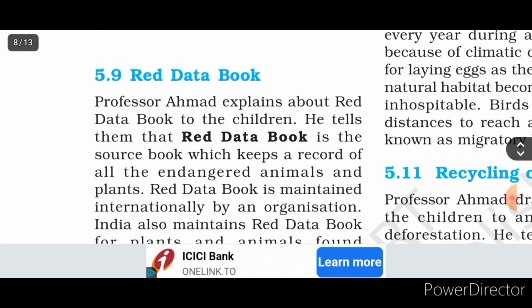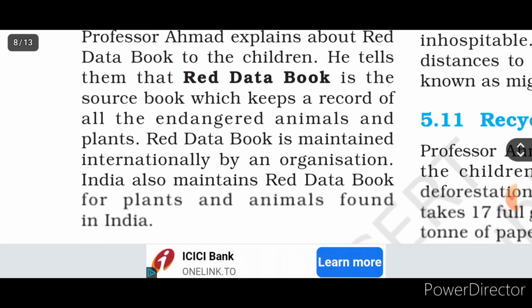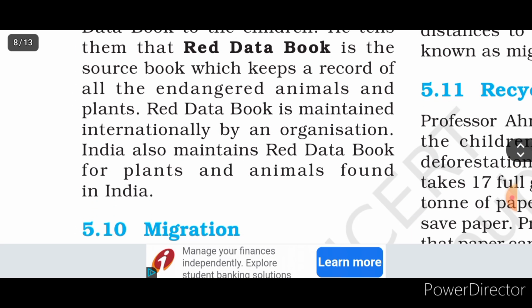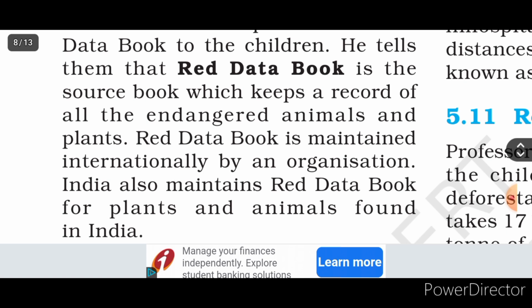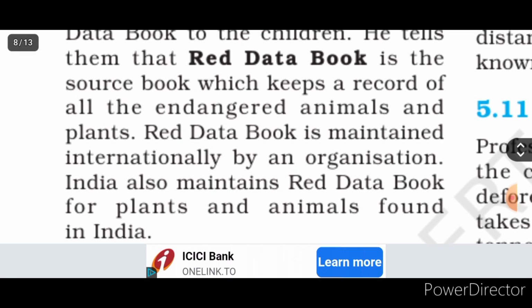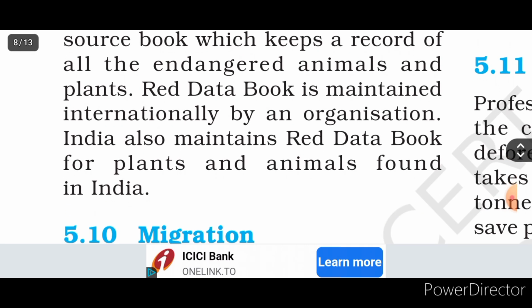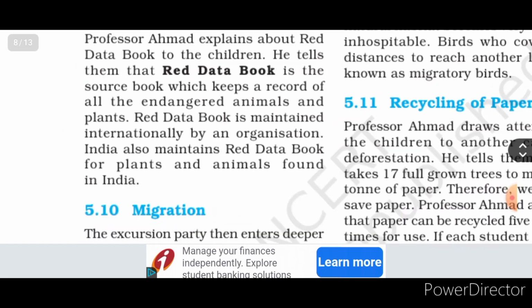Red Data Book. Red Data Book is the source book which keeps a record of all the endangered animals and plants. Red Data Book is maintained internationally by an organization. India also maintains a Red Data Book for plants and animals found in India.